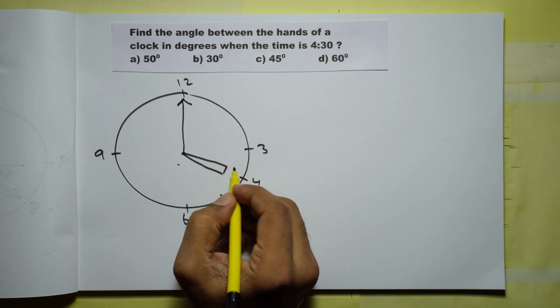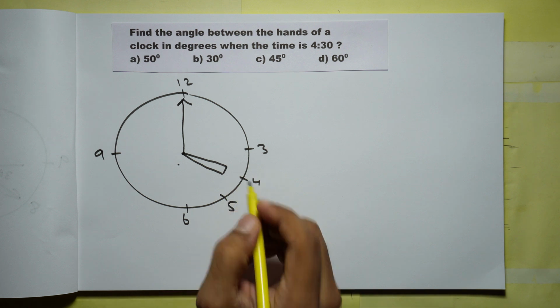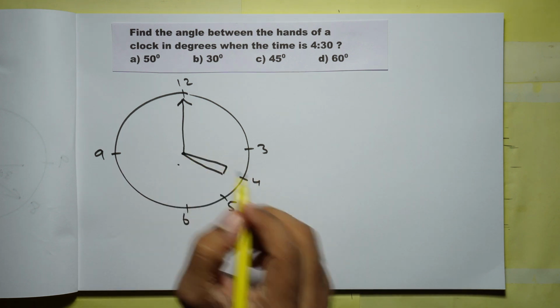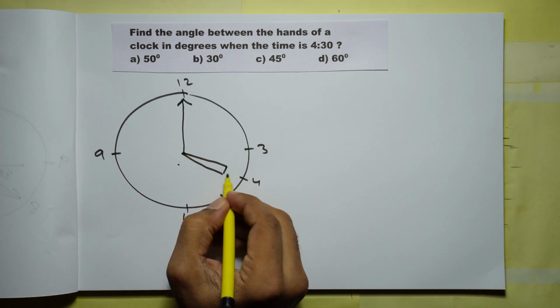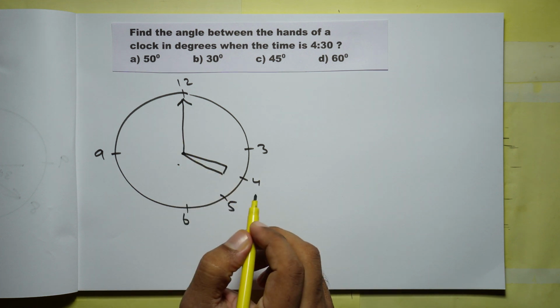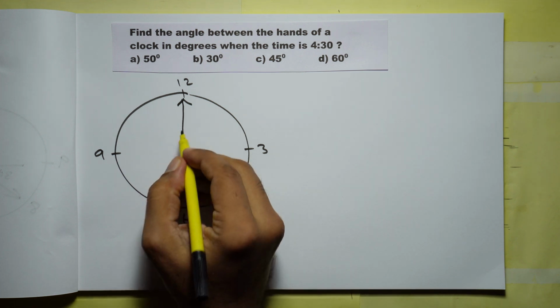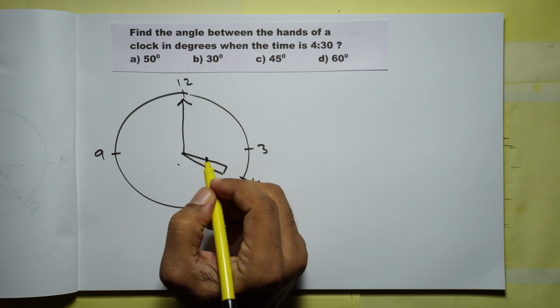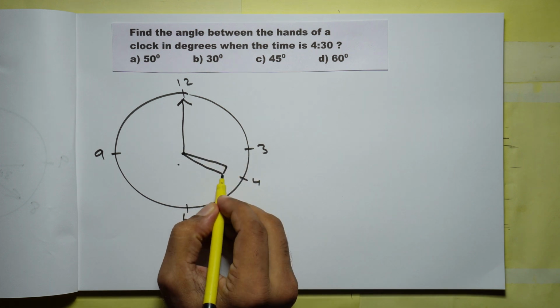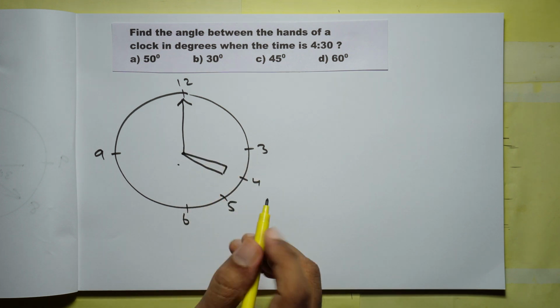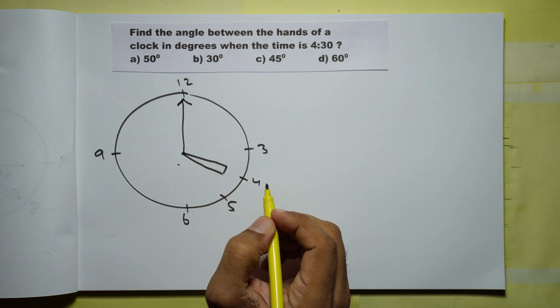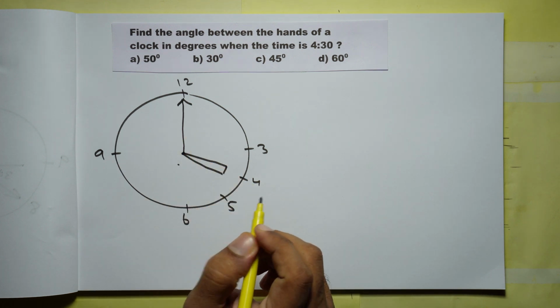Now know that from 4 to 4:30, both hour hand and minute hand will be moving. Never assume that the hour hand or minute hand is stationary. Minute hand will move 6 degrees every minute and hour hand will move half a degree every minute. So both hour hand and minute hand will be moving from 4 to 4:30.